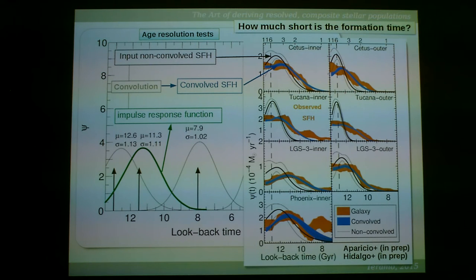And what happens when we see this star formation history without observational effect? What we see is that everything is shifted toward older ages. And the formation time is much shorter than what we are measuring.